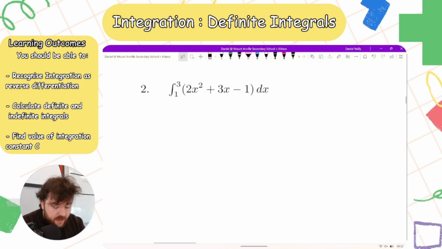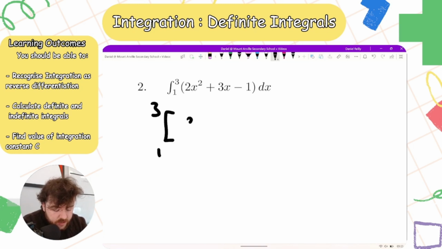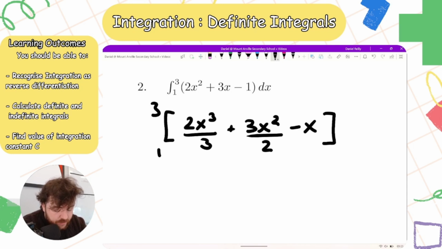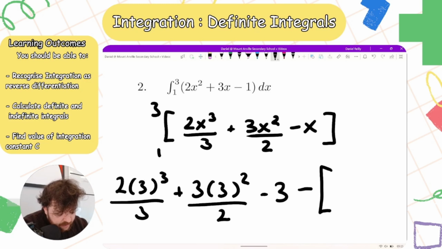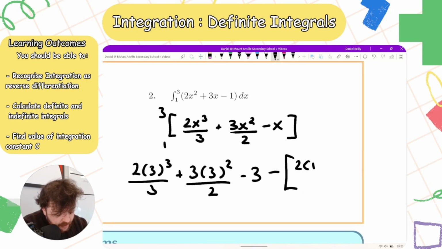Right? Let's try this one. Integrate the function between 3 and 1. So this would be 2x cubed all over 3 plus 3x squared all over 2 minus x. Now let's sub in my values here. So it would be 2 times 3 cubed all over 3 plus 3 times 3 squared all over 2 minus 3. And then I am subtracting when I sub in 1. It'll be 2 times 1 cubed all over 3 plus 3 times 1 squared all over 2 minus 1.